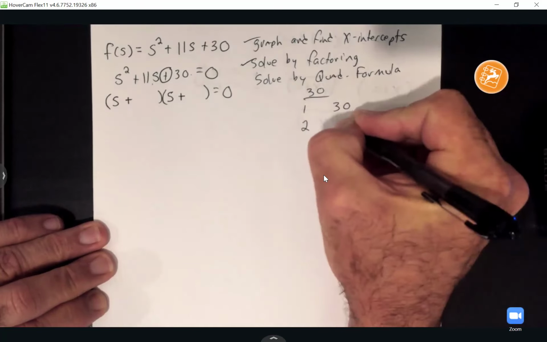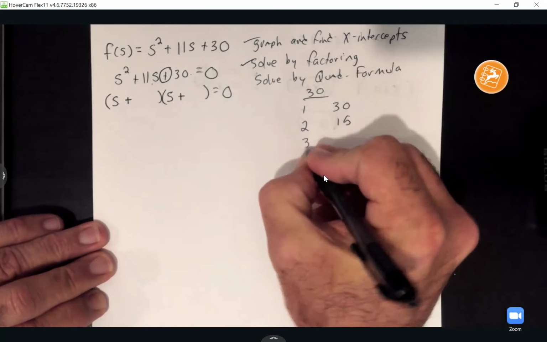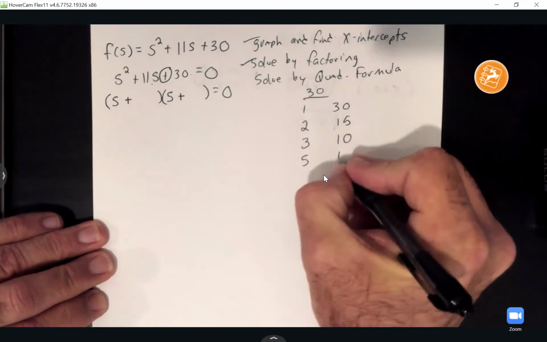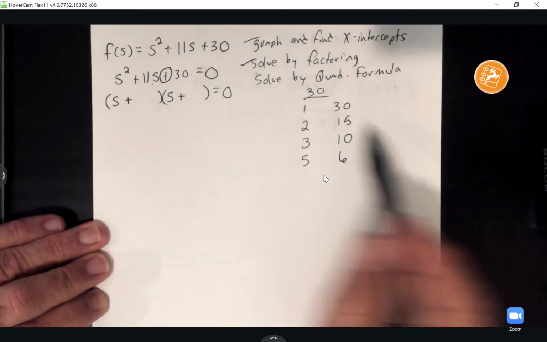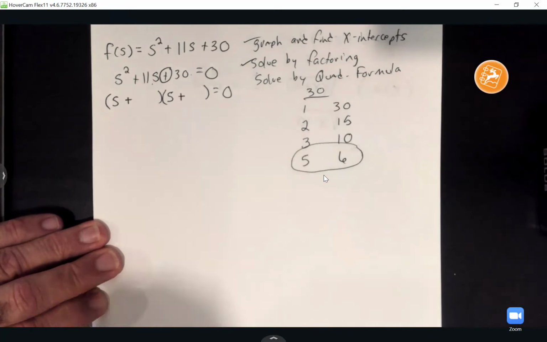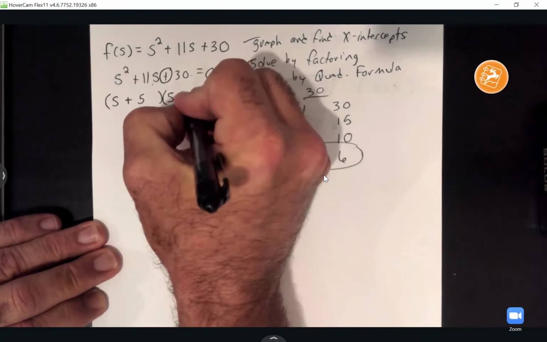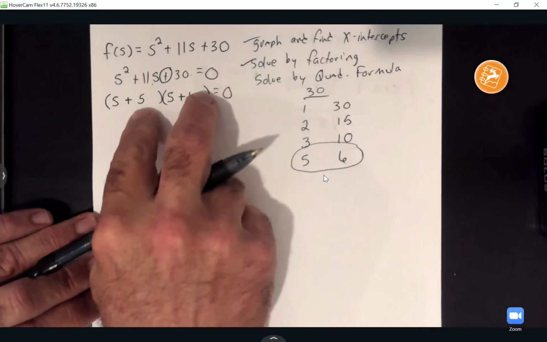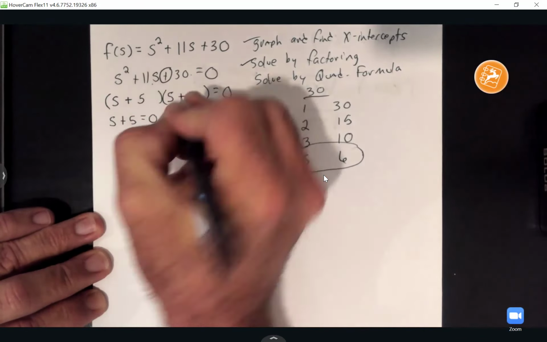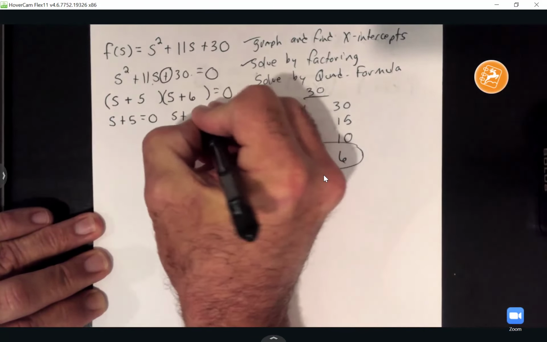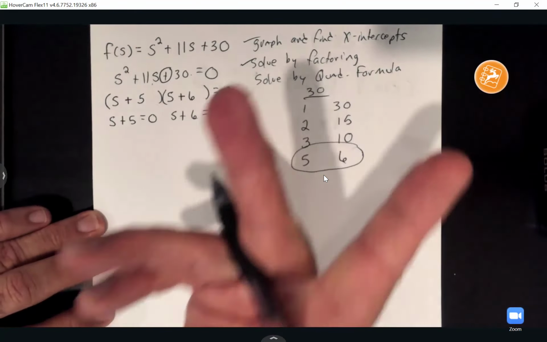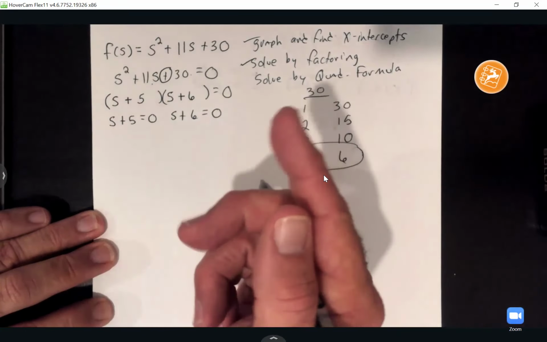So you would find your factors of 30. 1 and 30, 2 and 15, 3 and 10, 4 don't work, and then 5 and 6. One set of these factors is going to add to get me 11. And y'all, that's going to be 5 and 6. So you would put in your 5 and your 6. So now this is factored. So to actually find the zeros, you set both of these factors equal to 0. And solve both of these for the S.